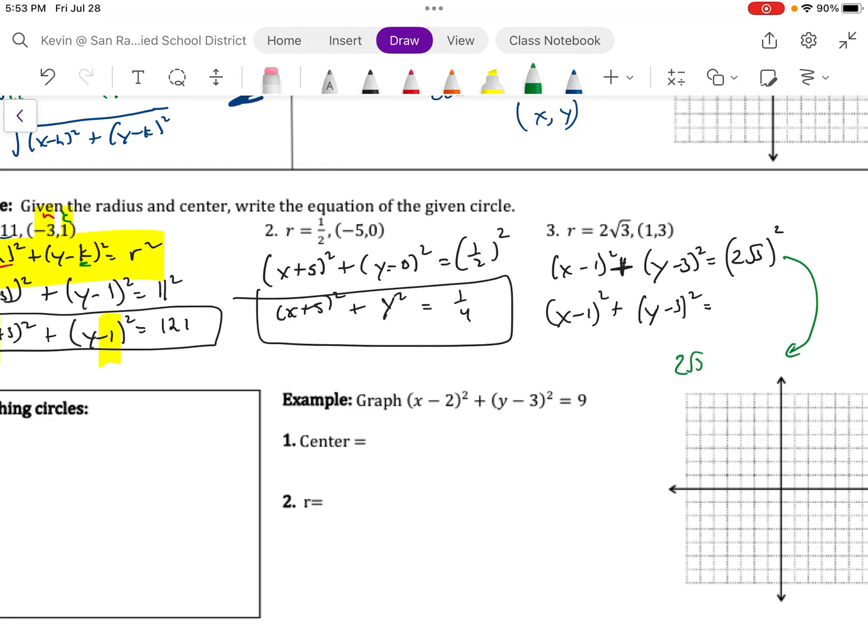This would be 2 root 3 times 2 root 3. So 2 times 2 is 4, and then that's times root 3 times root 3, which is root 3 squared, which just would give you 3. So that's 12. And so this should be 12.